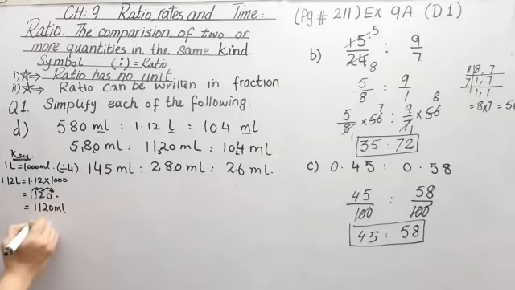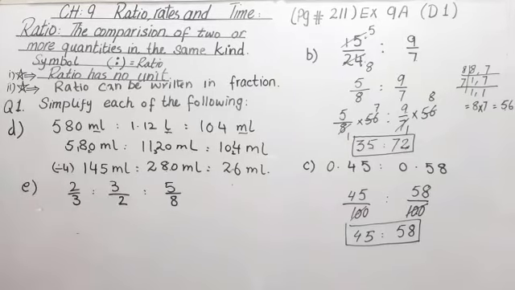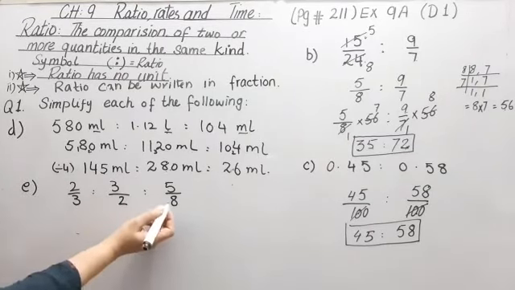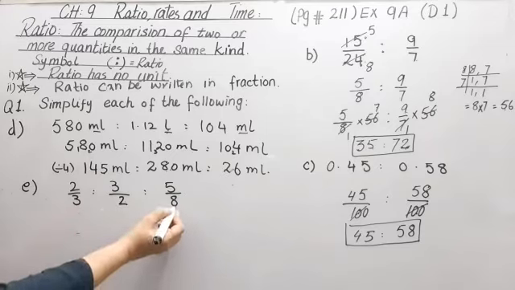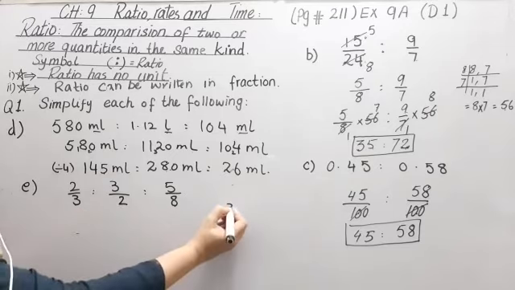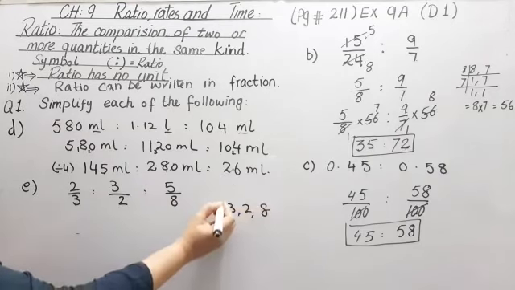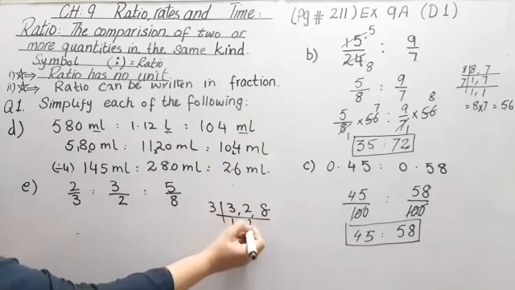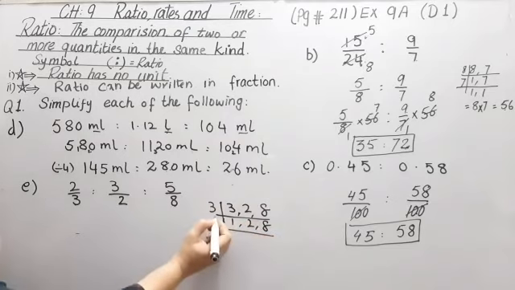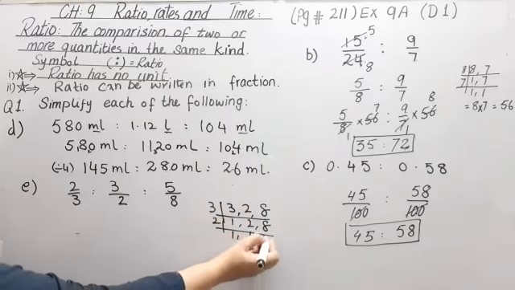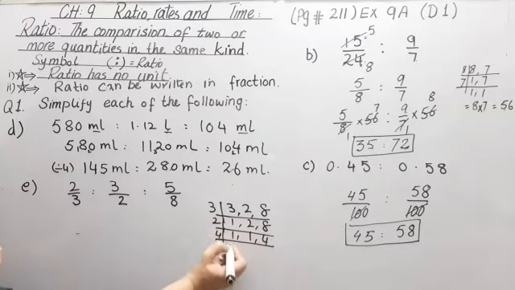In E part, there are 3 fractions involved. 2 and 8 come on the same table, but 3 does not. So we first take their LCM, and it is easy for us to do the question. And 3 ones are 3, 2 and 8 as it is. Now we take the table of 2 here. 2 ones are 2, 2 fours are 8, and 4 ones. 3 multiplied by 2 multiplied by 4. 6 fours are 24. So our LCM is 24.